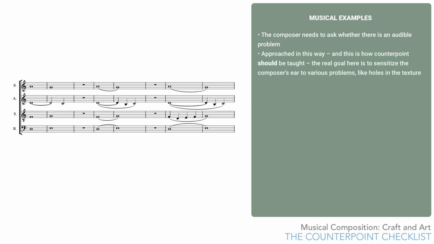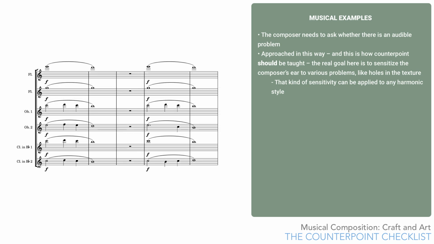Approached in this way, and this is how counterpoint should be taught, the real goal here is to sensitize the composer's ear to various situations, like holes in the texture. And that kind of sensitivity can be applied in any harmonic style. Being at ease with counterpoint can also help the composer in many other compositional situations. An important application of contrapuntal thinking concerns orchestral textures.